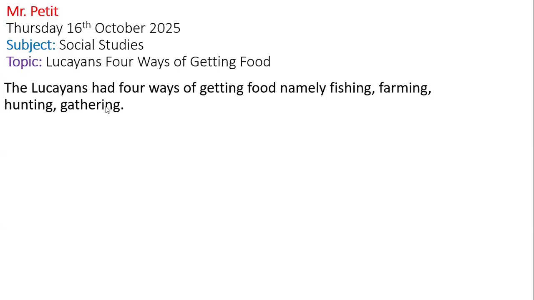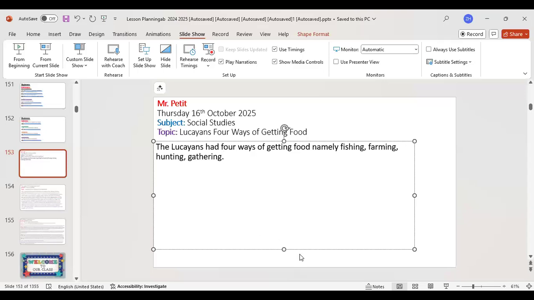Go ahead, Tyler, read the first sentence since you were able to distinguish that. By the way, write this down for me, please. The Lucayans had 4 ways of getting food, namely fishing, farming, hunting, and gathering. Very good. Everyone should be writing this down. Travis Aquel, what were the Arawak's 4 ways of getting food? Fishing, farming, and hunting. Very good.